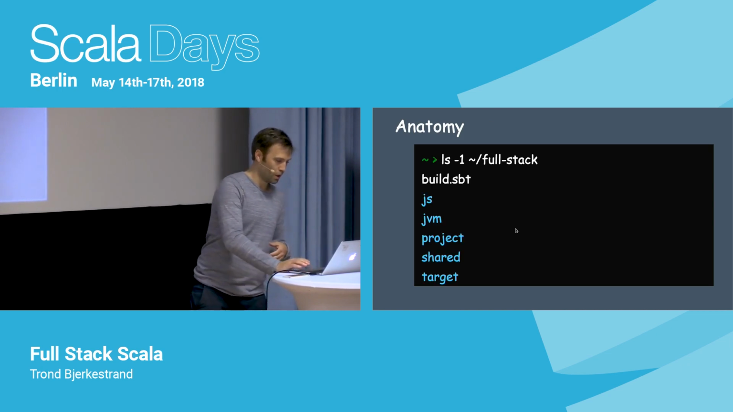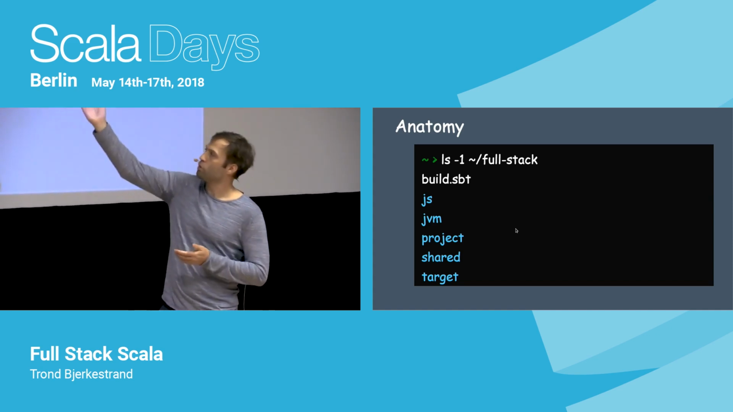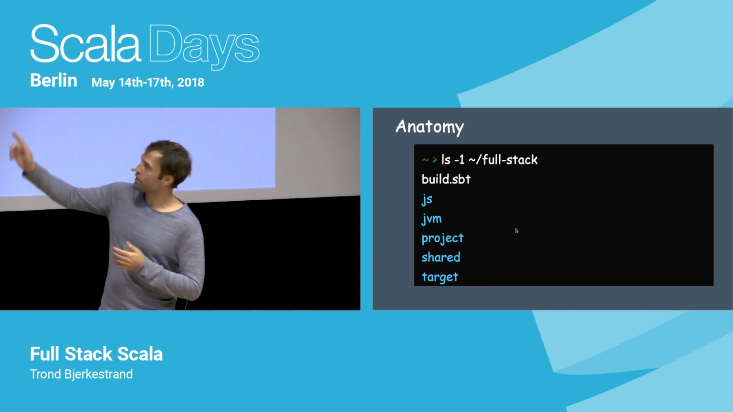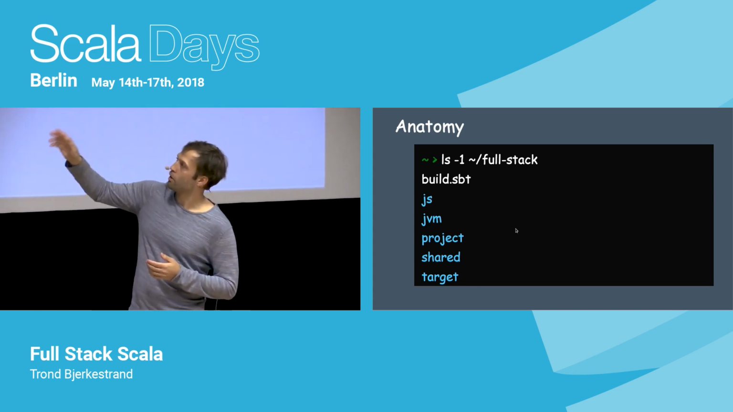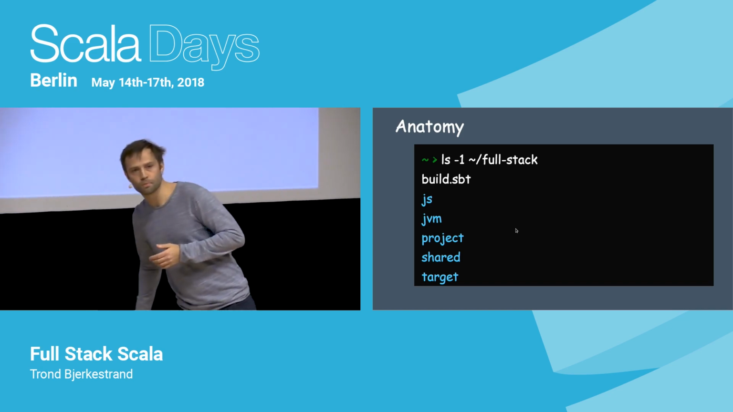Giter8 template. We'll get a couple of directories here. So we have the familiar build.sbt file. You will see a target, and then in addition to this, you will have three source folders. So the JS one, the JVM one, and the shared one. Okay.